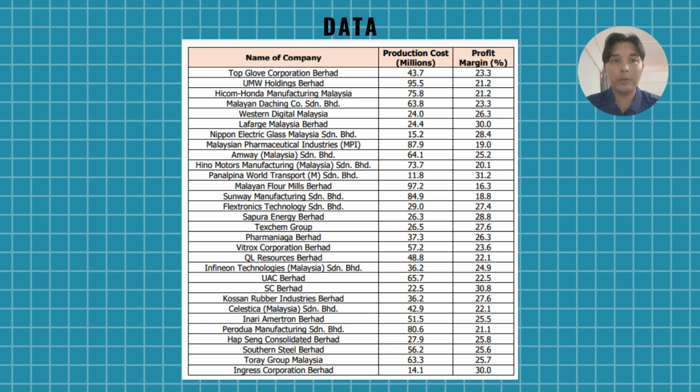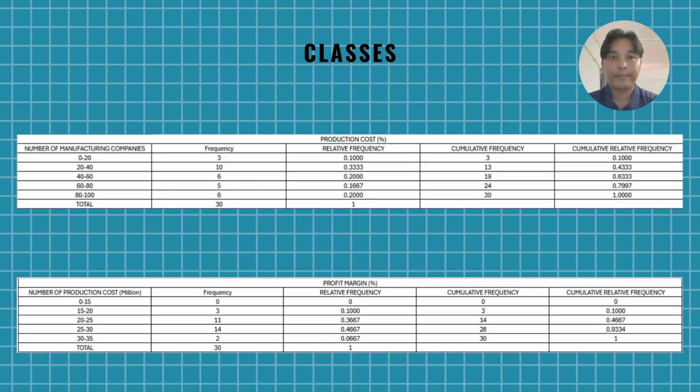So, in part 1, we will construct a Pareto graph or chart to compare the relative frequency and cumulative relative frequency between the two key performance indicators, which are production cost and profit margin. Next, this is the data that we already divided from the 30 companies based on frequency, relative frequency, cumulative frequency, and cumulative relative frequency based on production cost and profit margin.